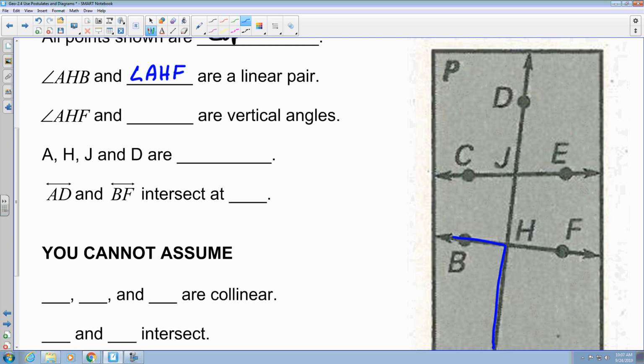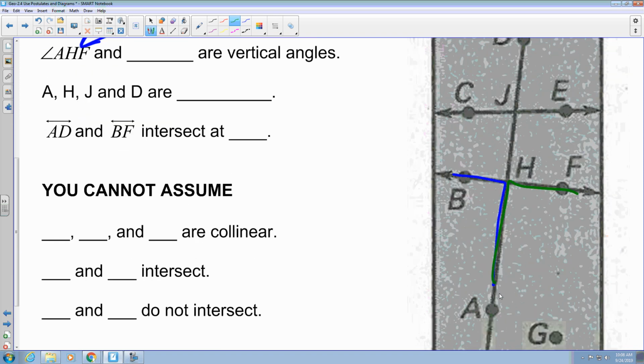Actually, it also says that here. So let's try another one. Well, actually, no, let's keep it with that. Angle AHF. All right, I can assume that. Boom here, boom here. Yes, for sure.